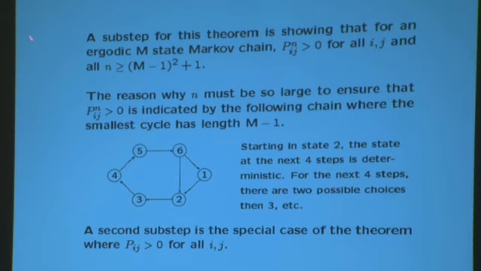It's difficult to prove. A sub-step is to show that for an ergodic m-state Markov chain, the probability of being in state j at time n, given that you're in state i at time 0, is positive for all i, j, and all n greater than m minus 1 squared plus 1. It's very surprising that you have to go this many steps before you get to the point that all these transition probabilities are positive.